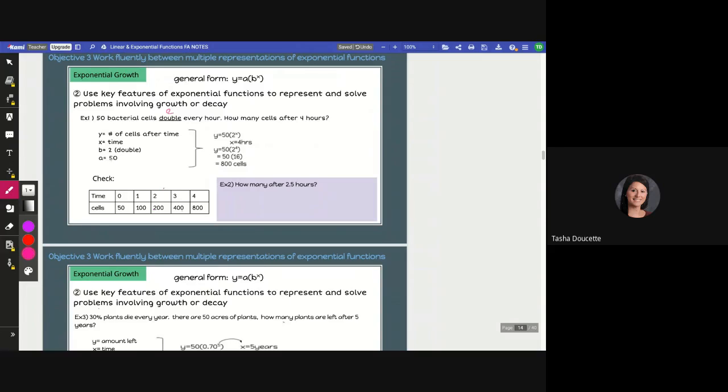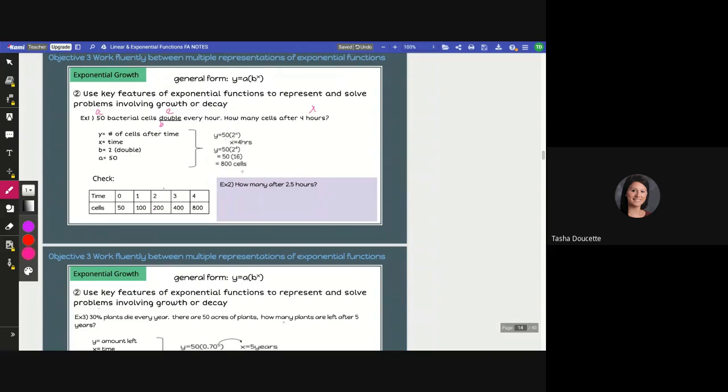So we have our parent function where y is equal to the number of cells after time. X is equal to your time. B is your rate, which is 2 because it's doubling. And a is your initial value, which is 50. So we have a, we have b, we have x, and y is going to be the number of cells. So we make our equation where a is 50, b is 2 to the x power. Here it's asking for 4 hours, so we plug in 4. 2 to the 4th power is 16. 16 times 50 is 800 cells.